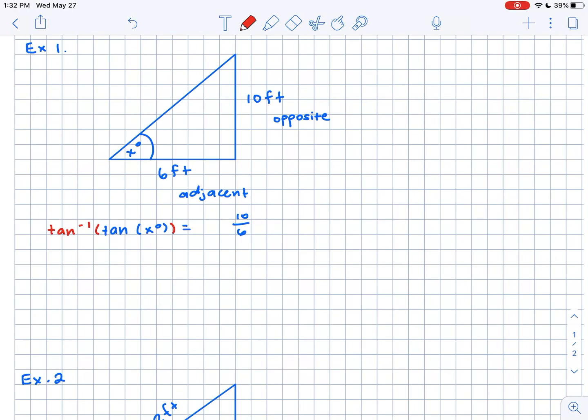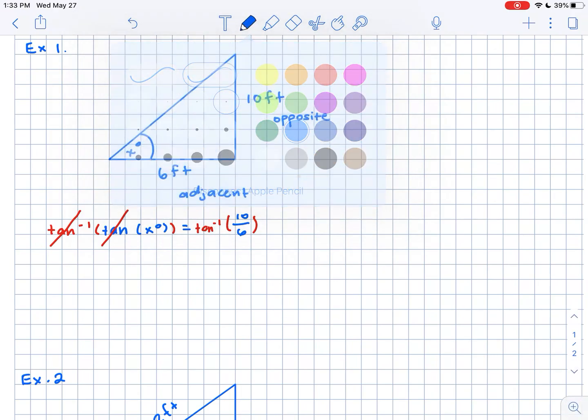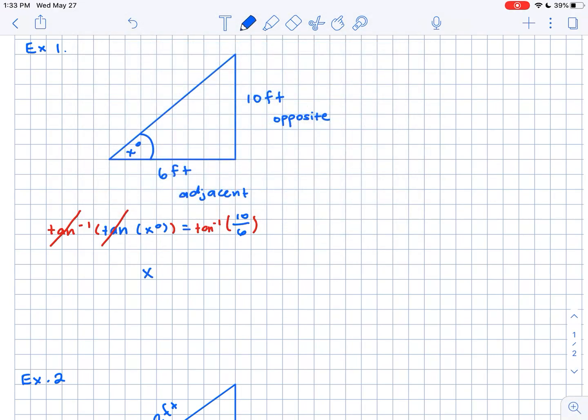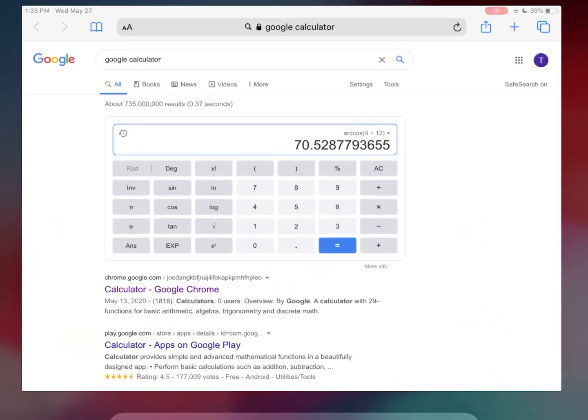So the inverse of tangent of tan of x. Now, before I get into this, whatever you apply to the left, you have to apply to the right. So on the left side, the inverse of tan cancels out the tangent of x. And what that leaves you with is just x. We know x, whatever degrees it's going to be, is going to be the inverse tan of 10 over 6.